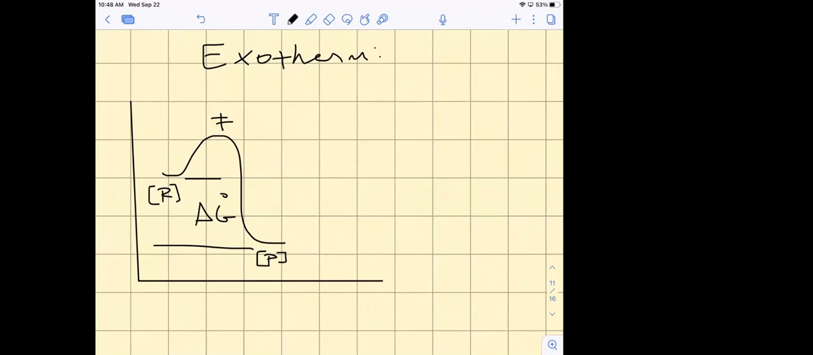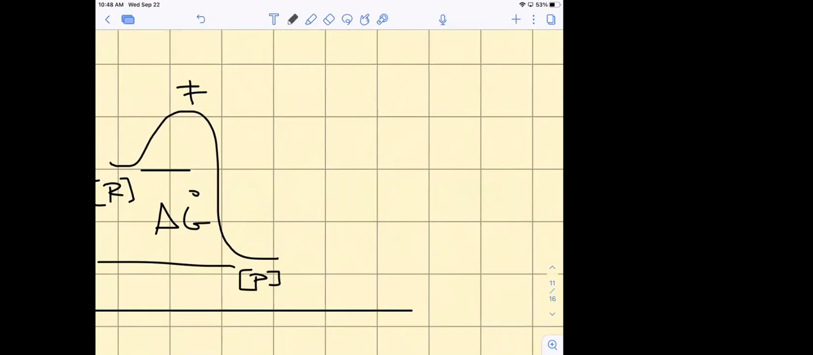And then this is my, I don't think I put this in the other example, but we need to talk about it. This is my activation energy. Right, that's the energy that it takes to get over the hump, to get to the transition state.